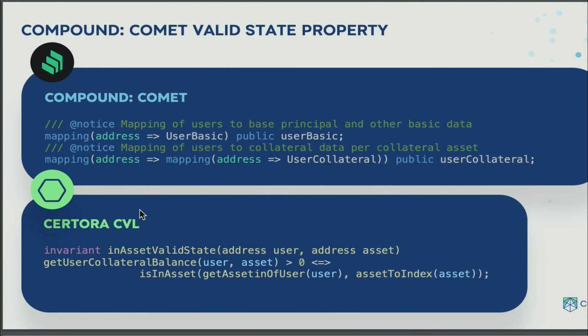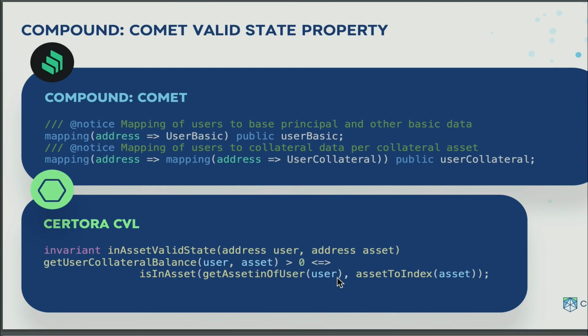So there is a very simple invariant here that should hold, right? If the balance is greater than 0, then the relevant field of that asset has to be turned on. And this is an if and only if, right? Both directions should hold.